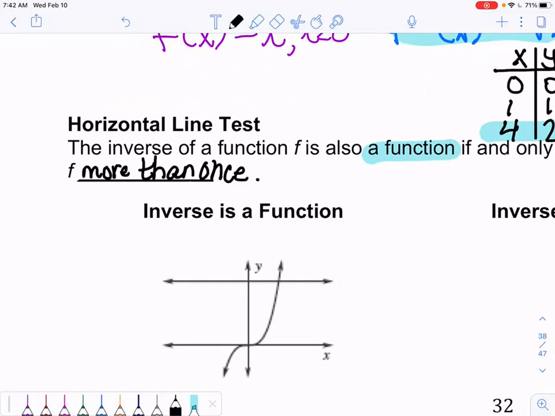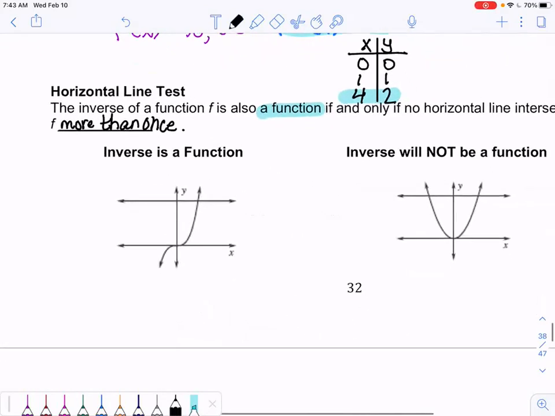So it works the same exact way as the vertical line test. The vertical line test tests to see if something is a function. The horizontal line test tests to see if the inverse will be a function, because we're talking about functions now. So if it's not going to be a function, then I don't have to find the inverse, because it doesn't actually exist if it's not a function.